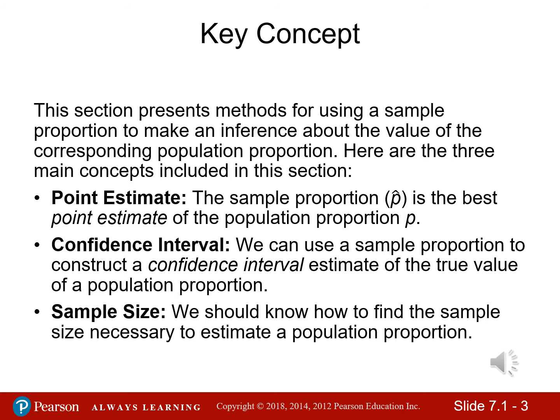Point estimate. The sample proportion p hat is the best point estimate of the population proportion p. Confidence interval. We can use a sample proportion to construct a confidence interval estimate of the true value of a population proportion. And finally, sample size. We should know how to find the sample size necessary to estimate a population proportion.